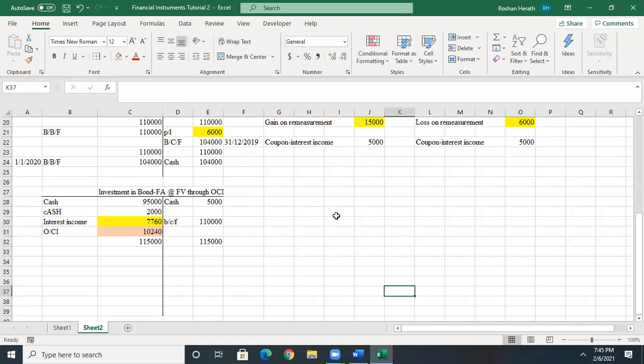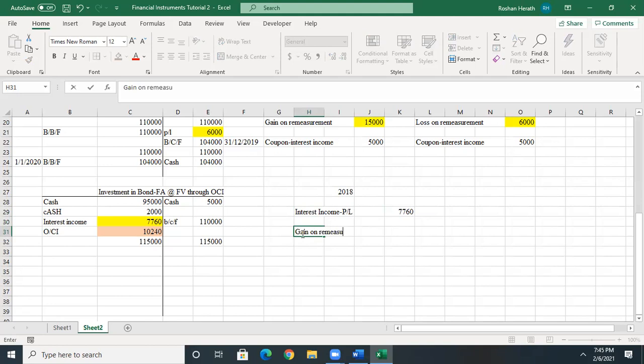It's a remeasurement gain. So therefore, if you had shown this for 2018, what you would do is take interest income to the P&L. How much interest income do we take to the P&L? 7,760. On the other hand, you take a gain on remeasurement to the OCI. How much? It's 10,240. And this 110,000 must be shown as a non-current asset.